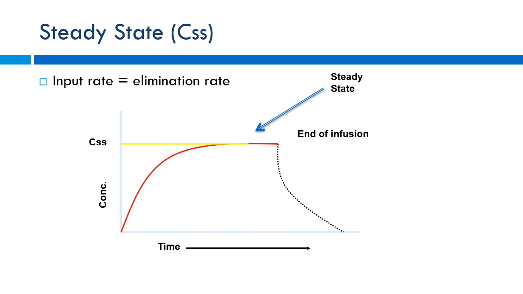If I increase the dose, you'd expect the concentration to go up. So, for instance, it may go something like this. If I were to increase the amount of drug I'm giving, I increase that rate of the infusion, right? More drug in means a higher concentration in steady state.